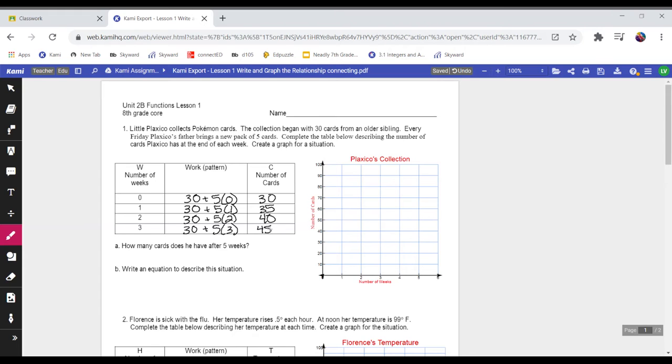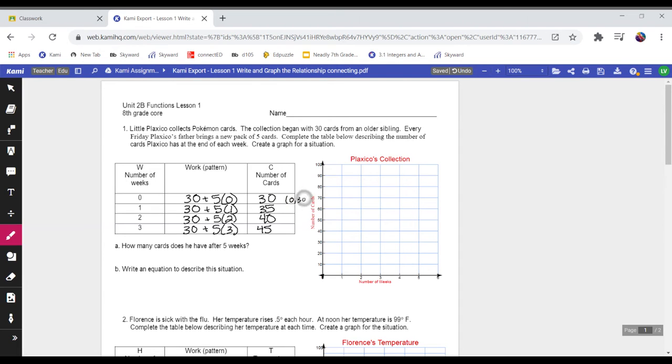So as we can see, there is a pattern for the number of cards, C, where it goes from 30 to 35, 35 to 40, 40 to 45. So they're increasing by 5 every time. So now I'm going to go over to the right and I'm going to graph this. So I'm going to graph 0, 30. If it helps, you could always write the ordered pairs.